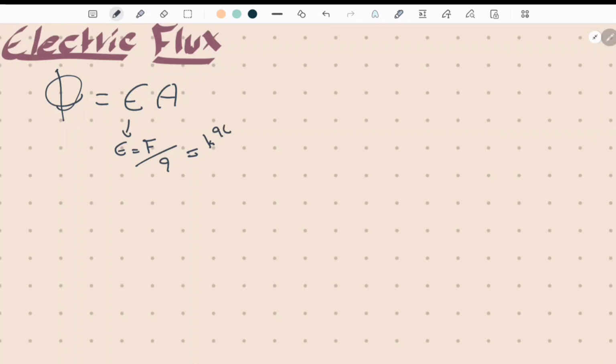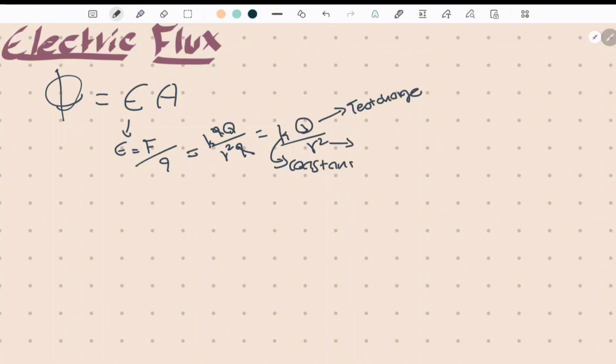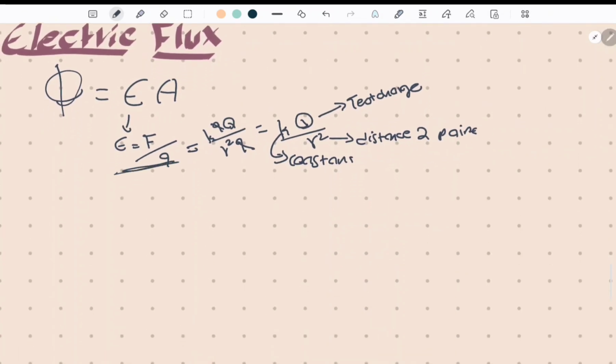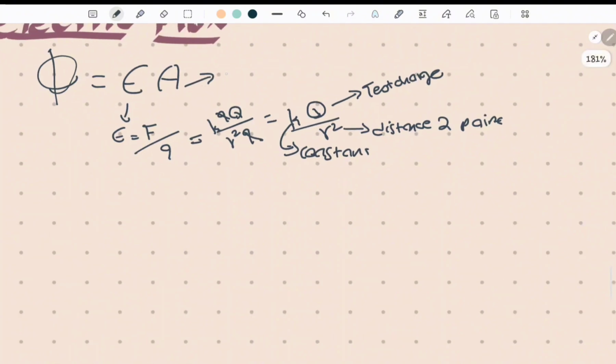When we simplify k Q Q over r squared Q, the Q will be cancelled by Q, and then we get kQ over r squared. In this case, Q is the test charge or the source charge, k is the constant of proportionality, and r is the distance between two points. So first you will need to calculate the electric field strength, and then this is the area, which can be found by just multiplying, if you're given it in this form, or you're just going to be given the area itself.